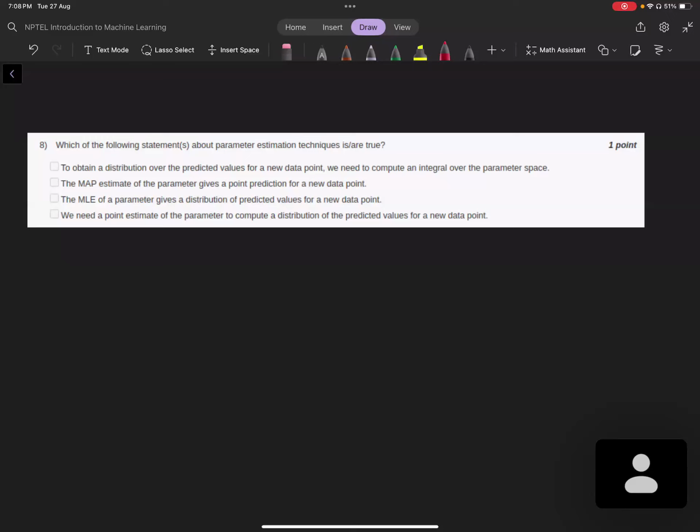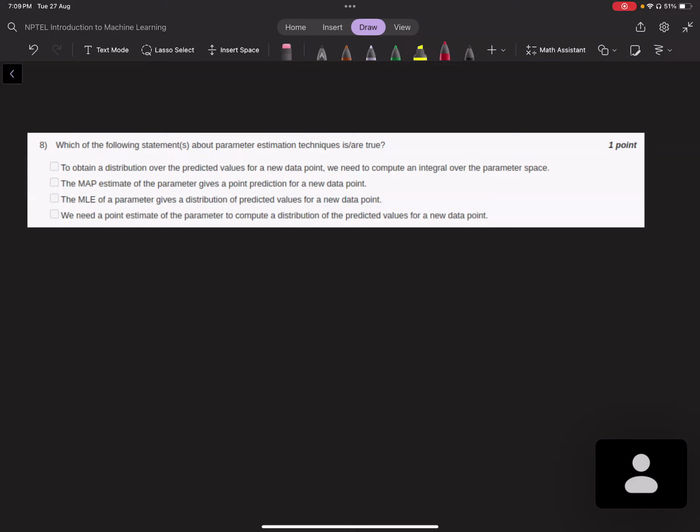A and D, B and D, C. So the correct answer is A and B. It's saying that to obtain a distribution over the predicted value of a new data point, we need to compute an integral over the parameter space.